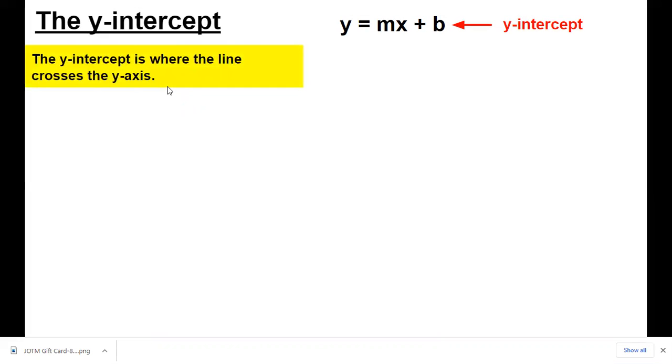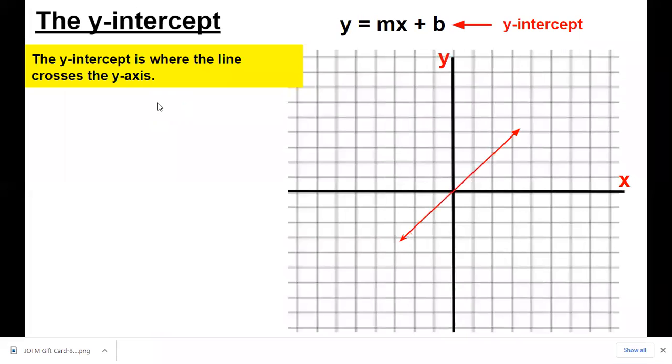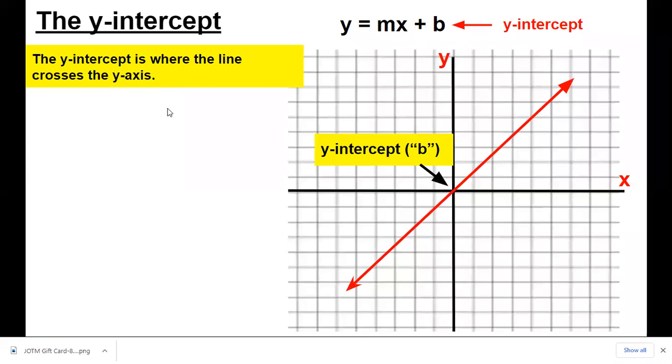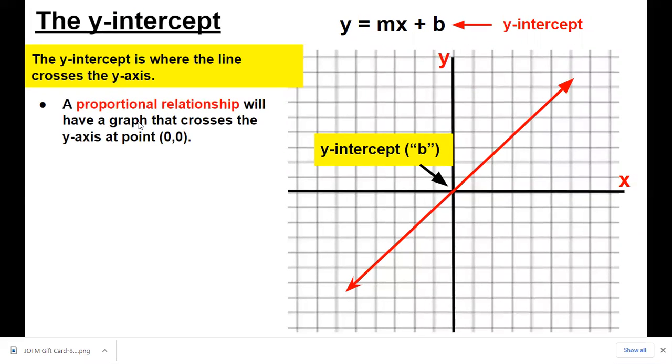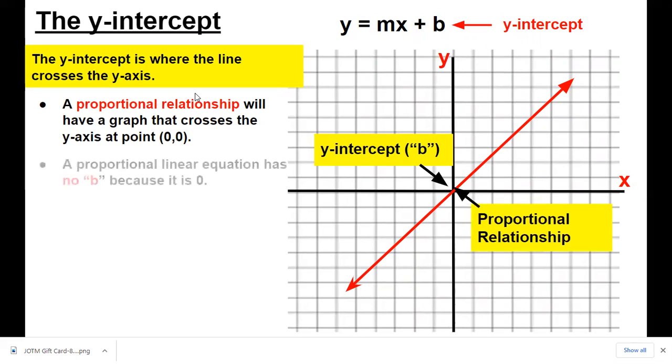So the y-intercept is where the line crosses the y-axis. So where is the y-intercept here? Right there. Your b is at 0, 0. It's crossing the y line right there. A proportional relationship will have a graph that crosses the y-axis at point 0, 0. There it is, proportional relationship. A proportional linear equation has no b because the b is just 0, so they don't put it. Don't say y equals mx plus 0, you just say y equals mx.